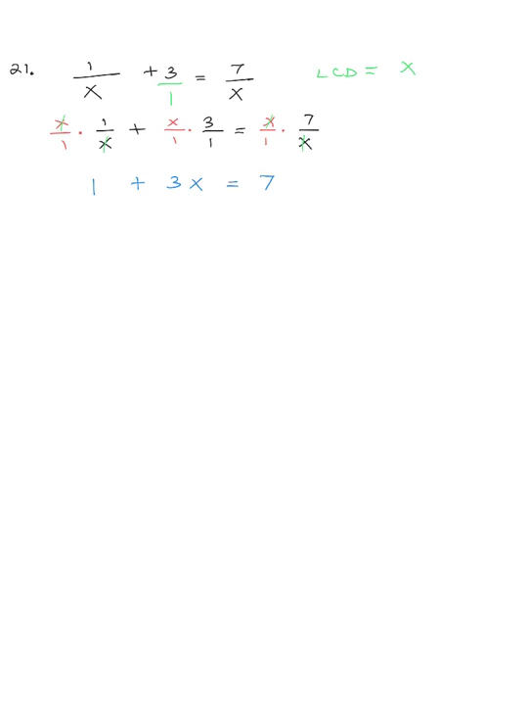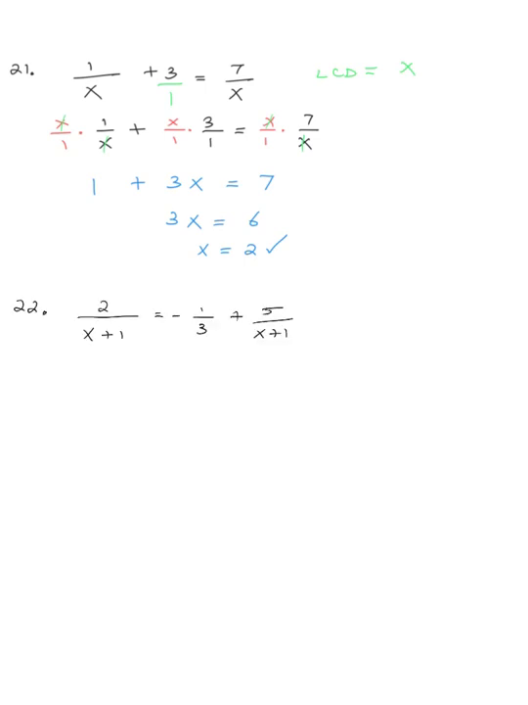So what I'm going to do is subtract 1 from both sides. 3x is equal to 6. I'm going to divide both sides by 3, and that gives me the solution. X is equal to 2. So the trick is to go from something that's a rational equation to something that we already know how to solve, like this linear equation here.